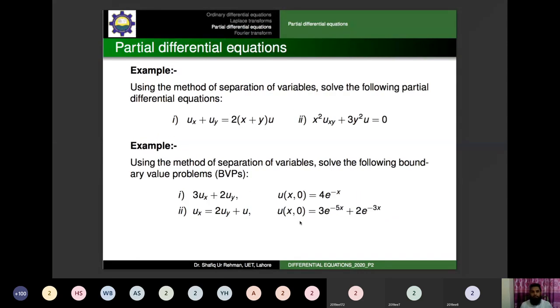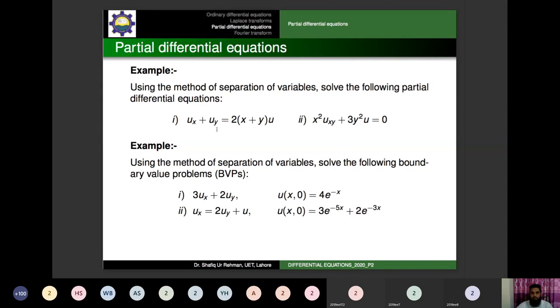Next bunch of examples: using the method of separation of variables, solve the following partial differential equations. So we got an idea in today's lecture how to look into the solution. Every time with this method of separation of variables, we start with an assumption, depending upon the number of independent variables. U is going to be described as the product of unknown functions. Since U is a function of x and y, U of x, y would be equal to capital X of x times capital Y of y. And that's the starting point.